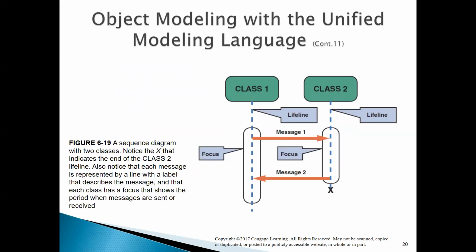Object modeling with the Unified Modeling Language. So you have a sequence diagram shown. If you look at the sequence diagram, you have two classes, class 1 and class 2. With the classes, you also have objects. These are objects, and they interact with one another at a specified time. The lifeline is basically the time.